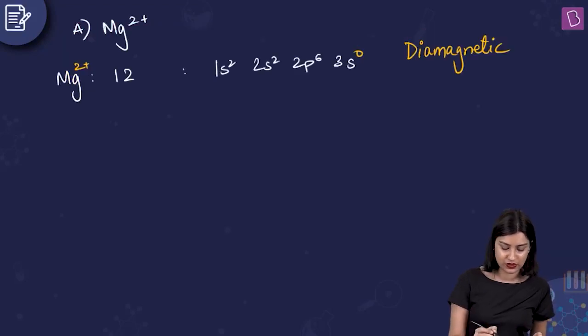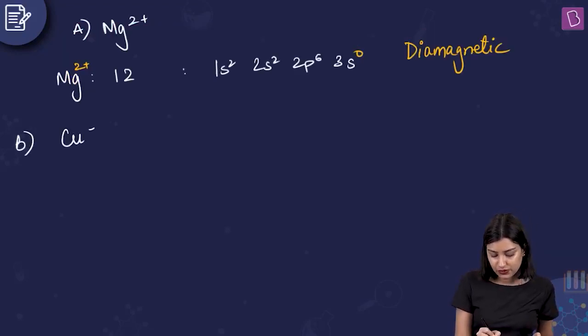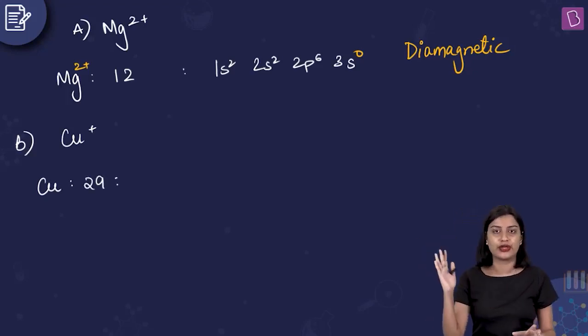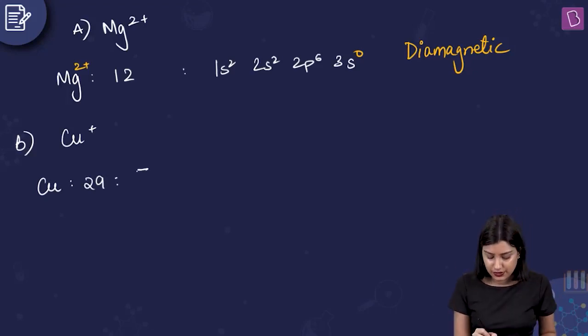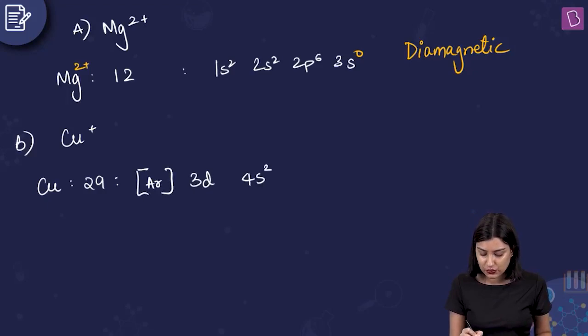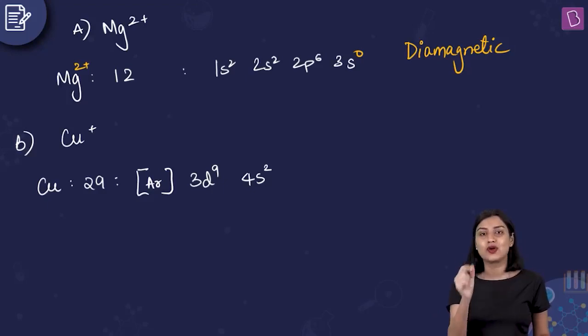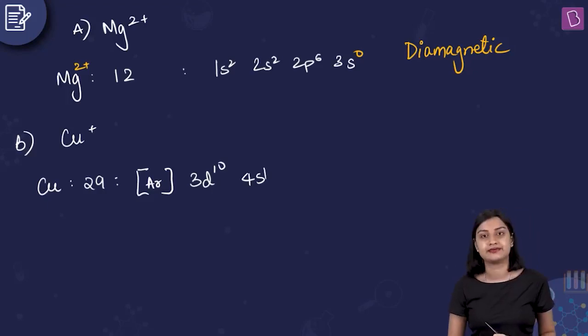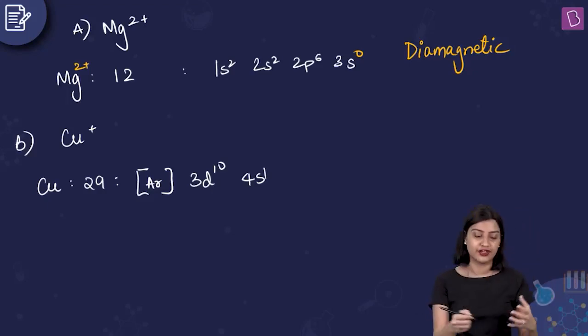Cool. Next, what do we have? Option B, Cu+, copper+. Copper's atomic number is 29. Now for 29, what will we do? I'm going to write the argon core, and from there I'm going to write the outer configuration. Here you have argon, which amounts to 18 electrons. Then you have your 3d and 4s. First you will write 4s2, 3d9. This is what you would expect, but remember, very important, copper has an exceptional electronic configuration, so it will become 4s1, 3d10. This is the final electronic configuration of copper.